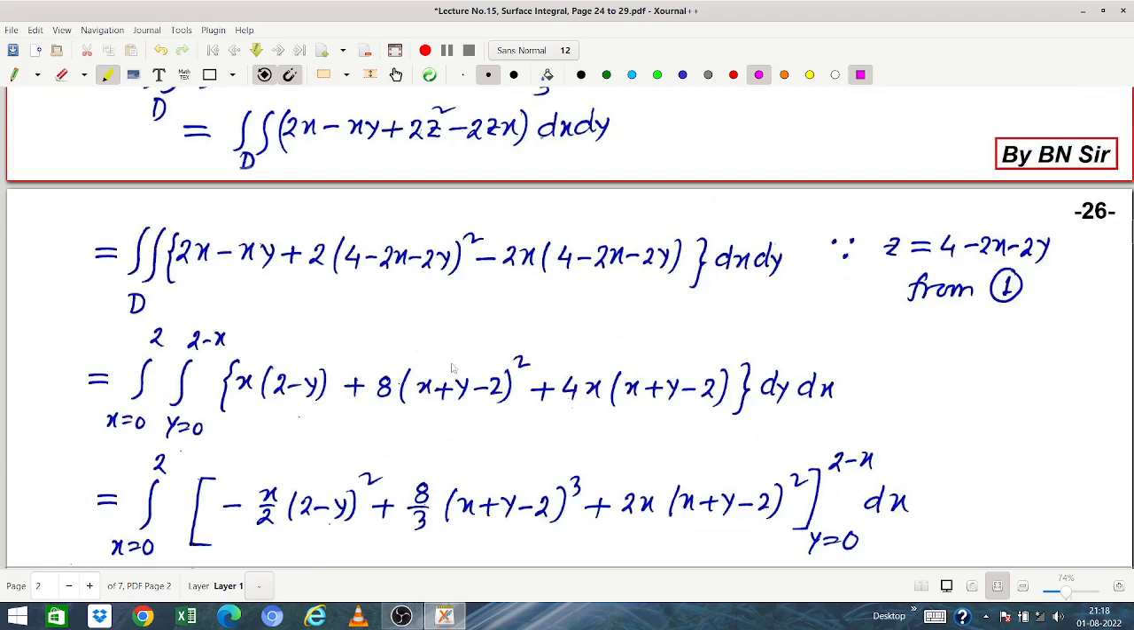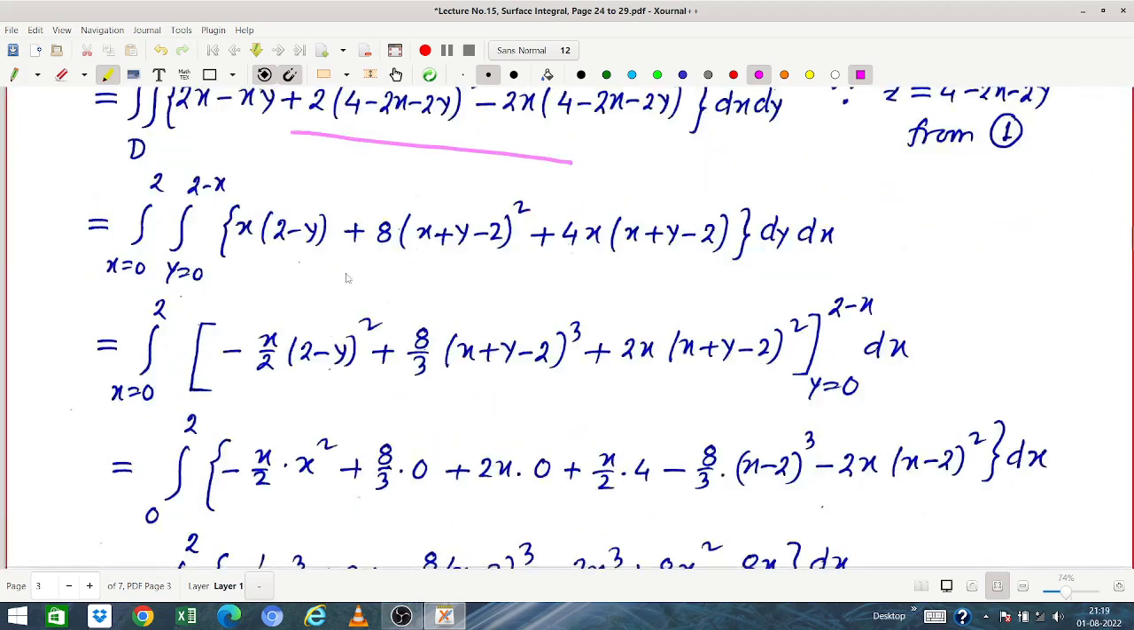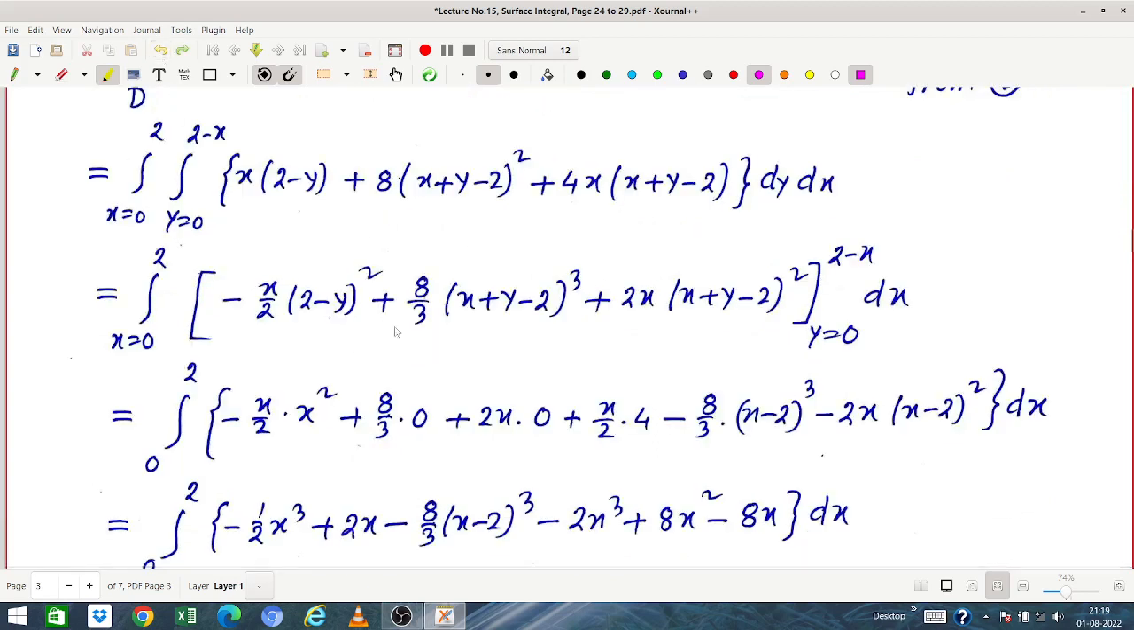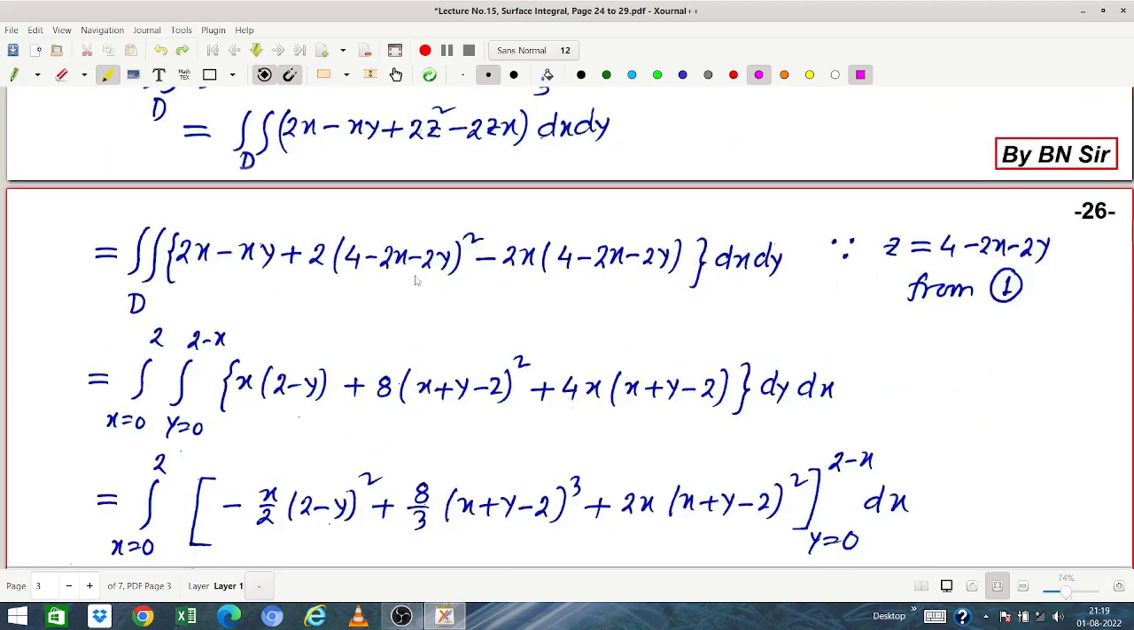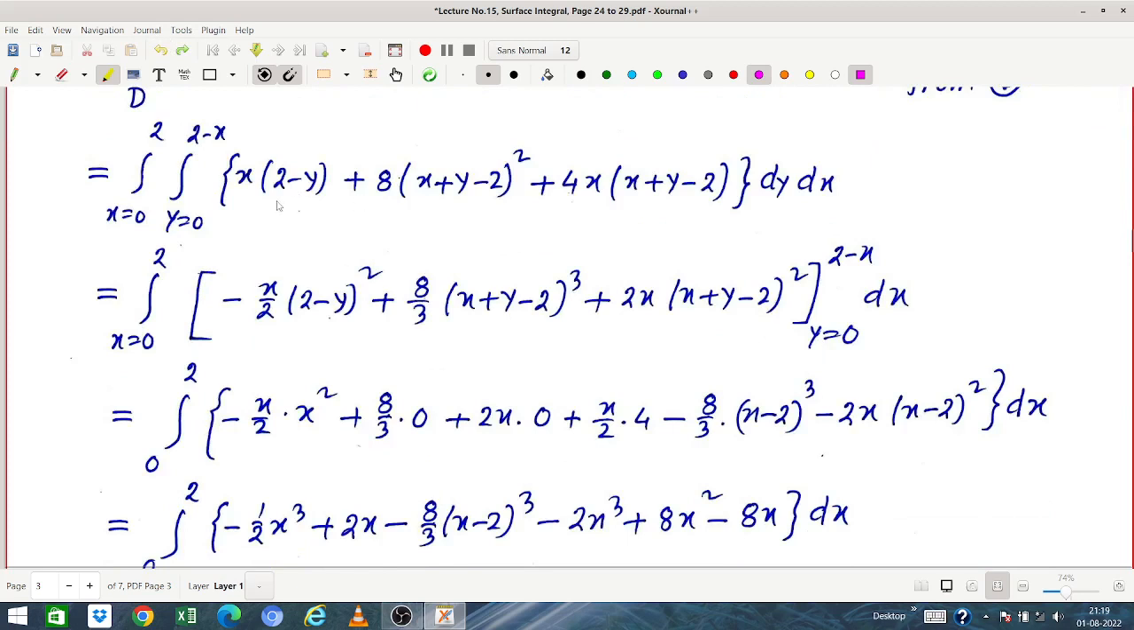And then what we have done, we have simplified it and integrated with respect to y first. After all the simplification, in 4 minus 2x minus 2y, I have taken 2 common, meaning 4 common, so it becomes 8. So x plus y minus 2, whole thing squared, we can integrate with respect to y easily. So the integration of this with respect to y will be 2 minus y squared by 2 with a minus sign, because the coefficient of y is minus 1. Similarly the integration of this will be x plus y minus 2 to the power 3 divided by 3. So that we have written here.